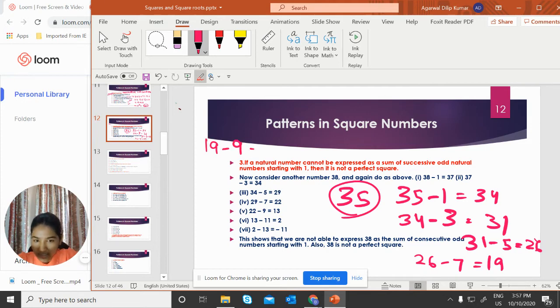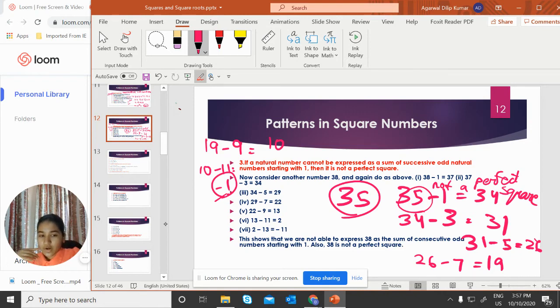19 minus 9 is 10. 10 minus 11 is minus 1. So is the answer going to be 0? No. At last you have to get 0, but we are getting minus 1. That means 35 is not a perfect square. Understood?